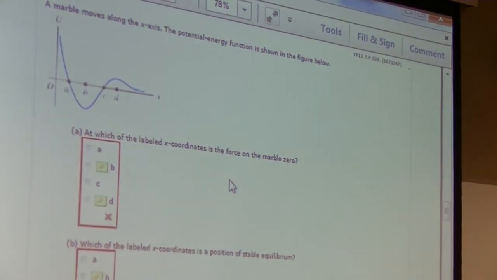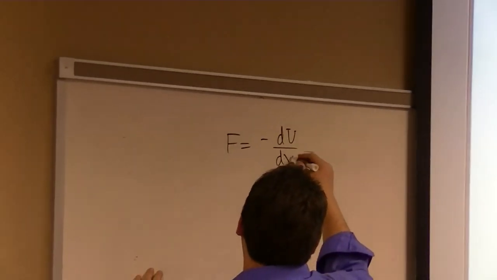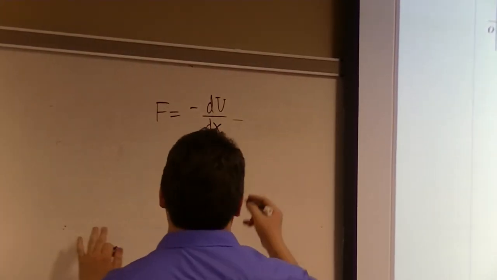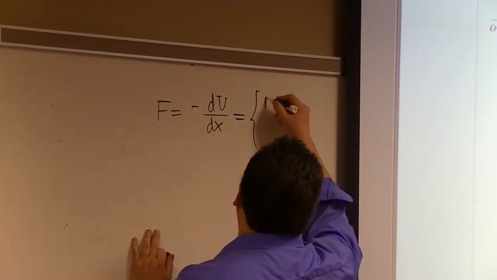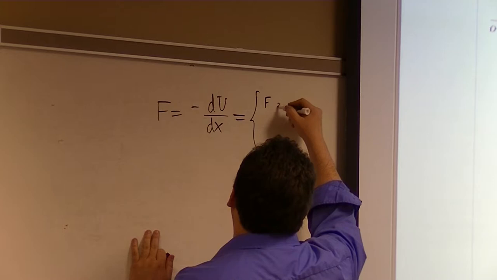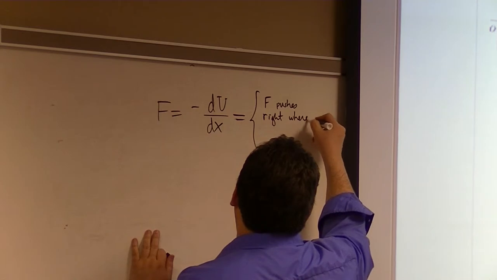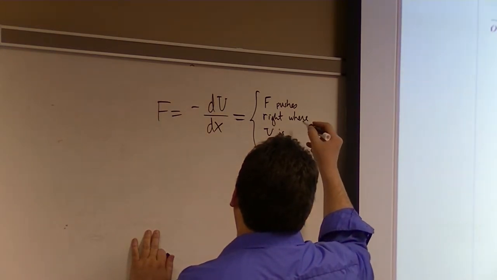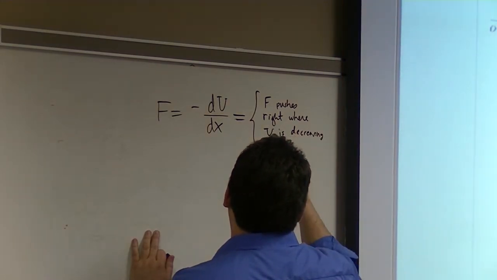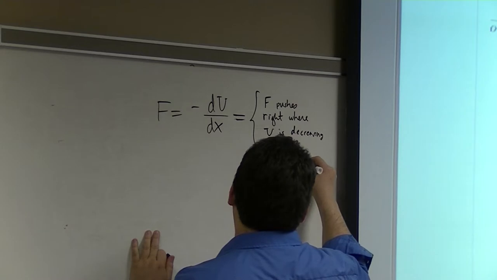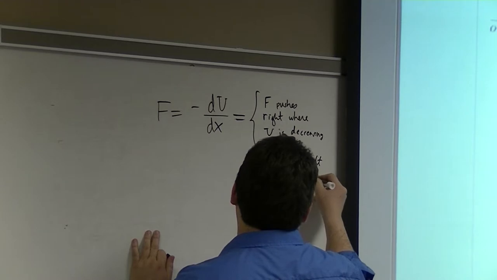the force is equal to minus dU/dx for this kind of problem. So there are two things it says, if you want to understand this kind of problem intuitively. It says that F pushes right where U is decreasing, and it says that F pushes left where U is increasing.